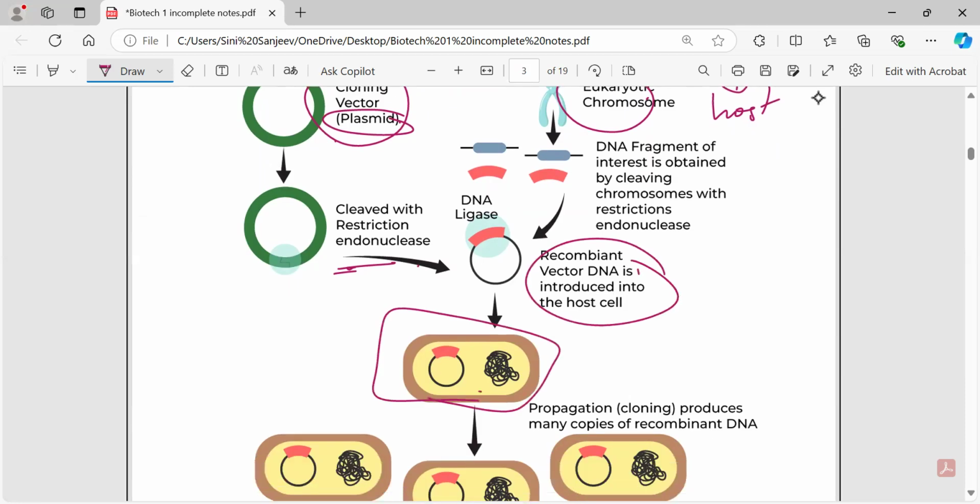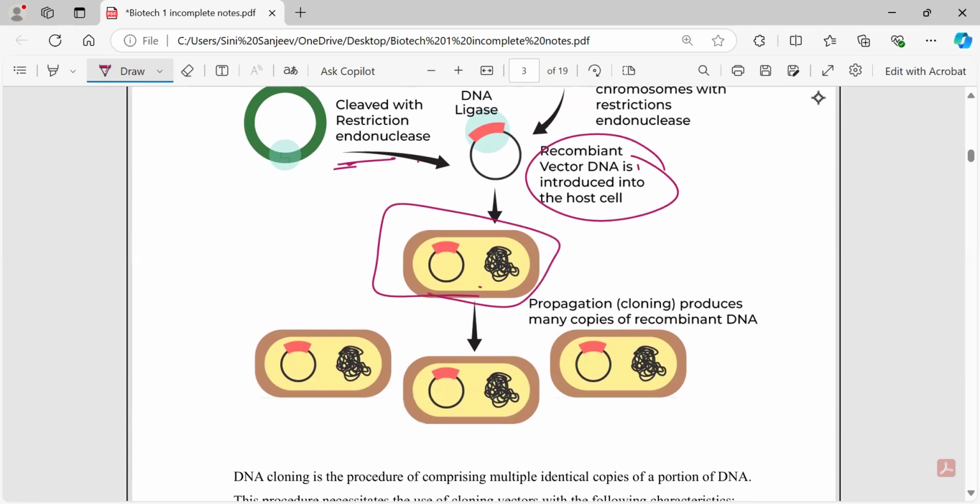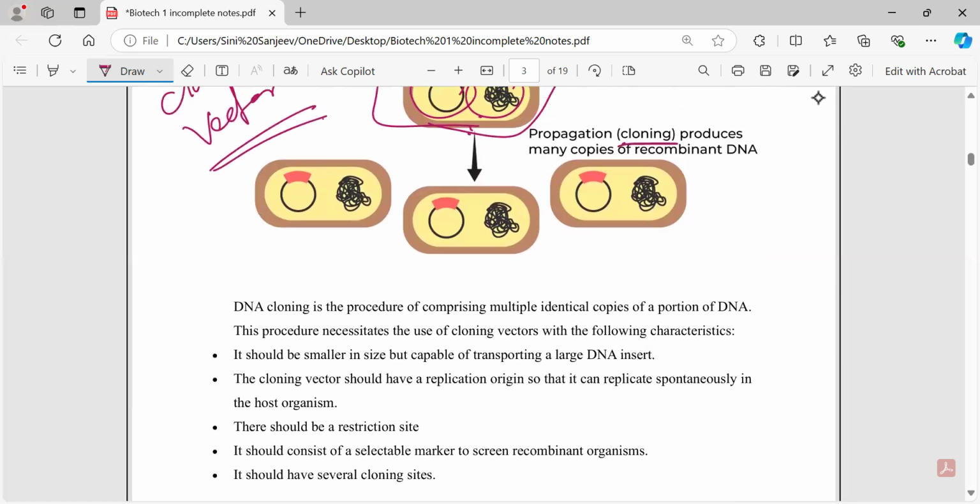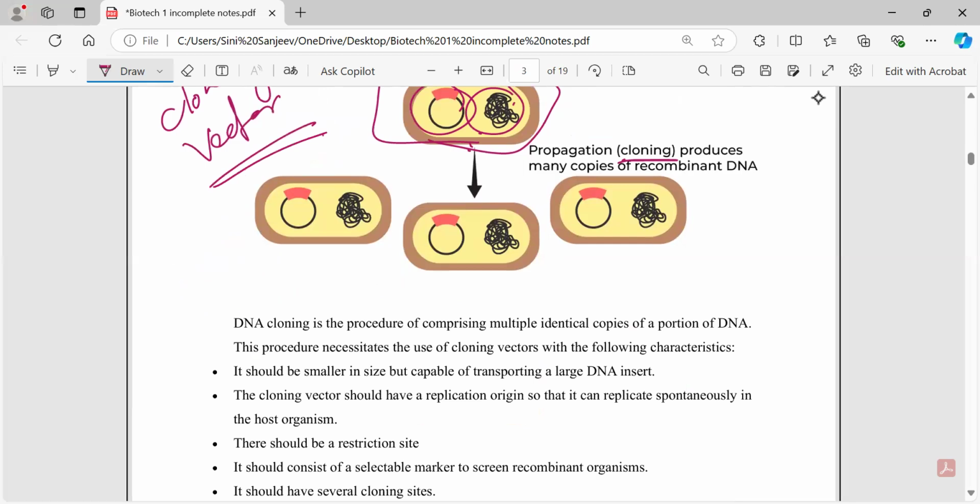Now this is a bacterial cell, so you're inserting it into the bacterial cell. Here, this is the host DNA, and this is the plasmid DNA. After that, you're cloning, that is forming multiple copies. This process is called DNA cloning. Whenever you are doing DNA cloning, basically you use a cloning vector. Vector means vehicle, and cloning means exact same copies, the Xerox copies.